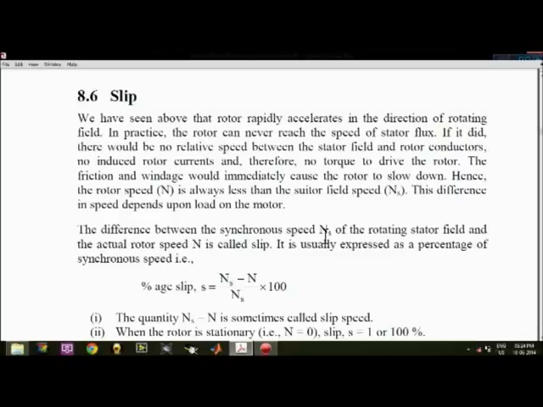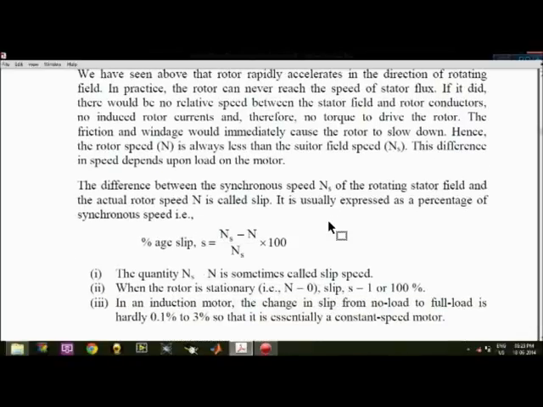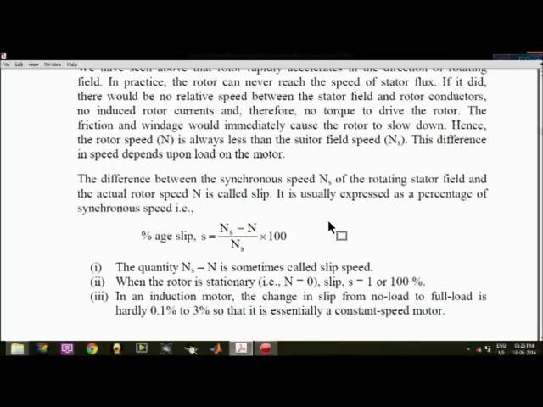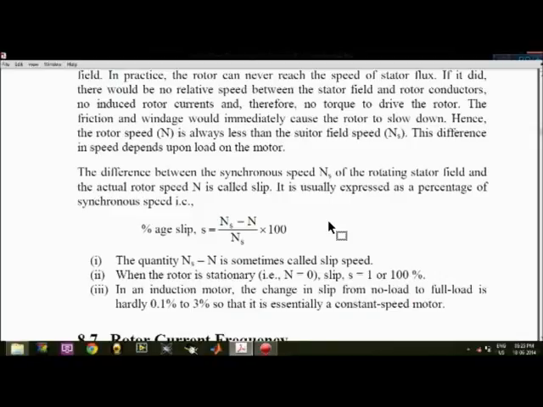Now the numerator part, that is Ns minus N, is known as the slip speed. When the rotor is stationary, that is N equals 0, slip is 1, that is 100% slip. In an induction motor, the slip from no load to full load hardly changes, from about 0.1 to 3%, so it is essentially a constant speed motor.